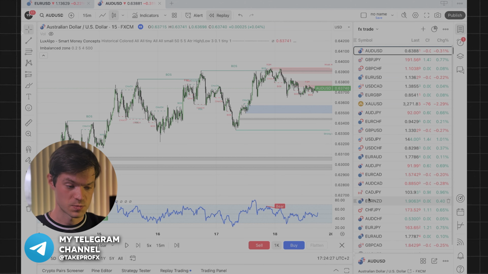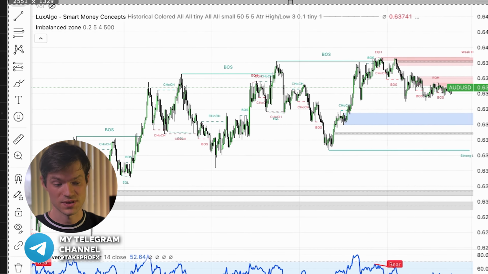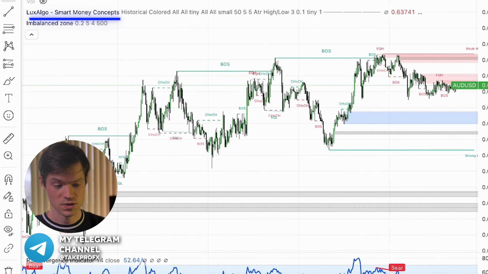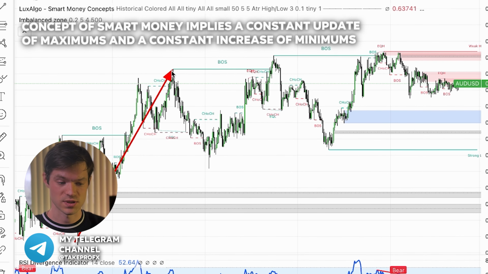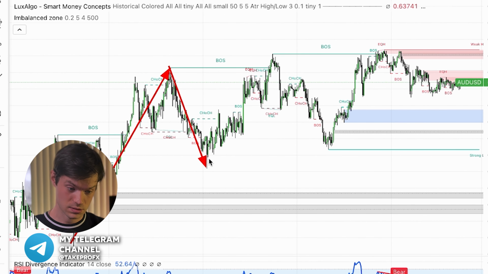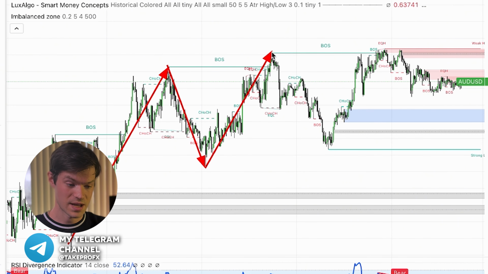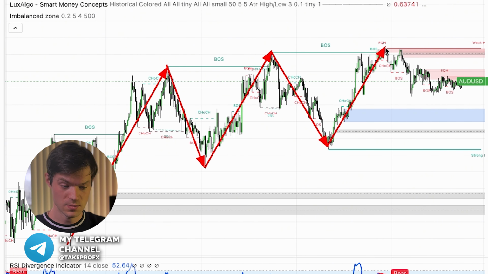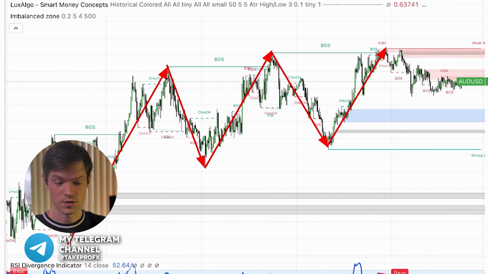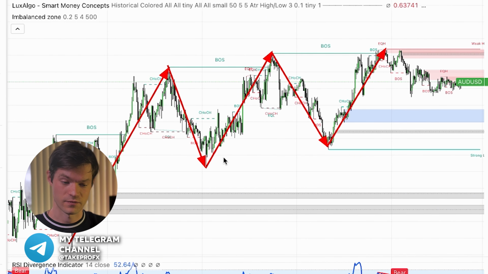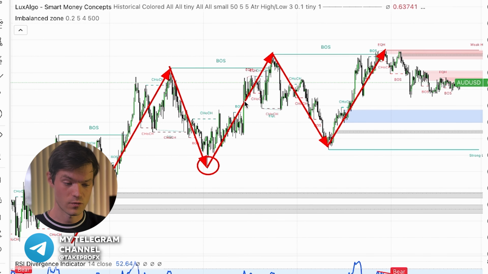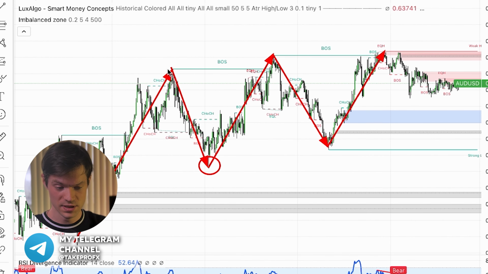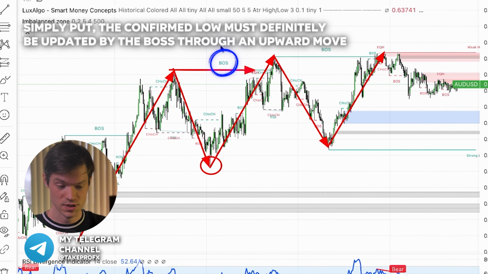Here we have an almost perfect uptrend. It is perfect because the concept of smart money implies a constant update of maximums and a constant increase of minimums. That is, after each minimum we have a new maximum, and all these minimums are confirmed. A confirmed minimum differs from an unconfirmed minimum in that after we have formed a minimum, the next upward movement must necessarily update the previous top.